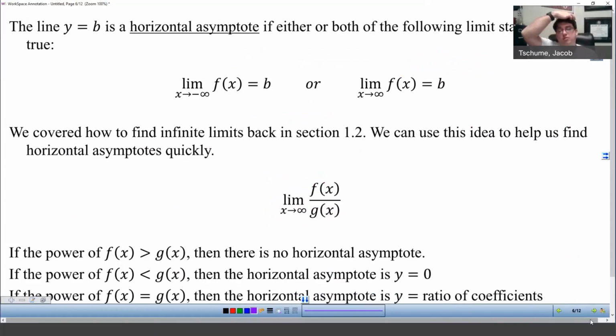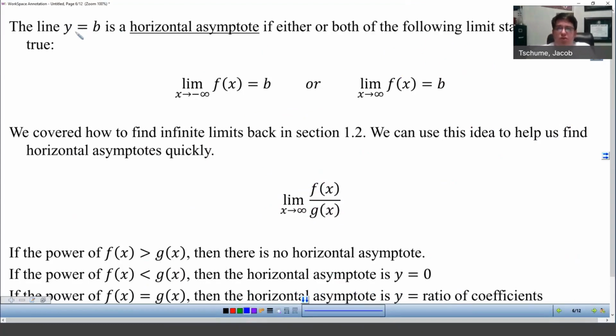Now, vertical asymptotes are not the only kind of asymptote you have to be able to find. There is another one called horizontal asymptote. And this is actually going to bring back an idea we covered in a previous section. I believe it was in section 1.5 when we did this, but don't quote me on that. We're going to review it anyway. So this is called a horizontal asymptote.